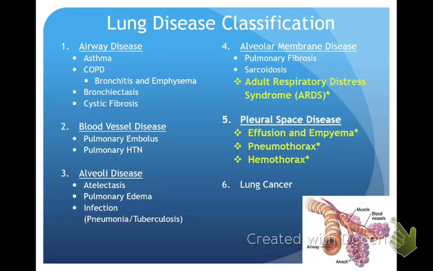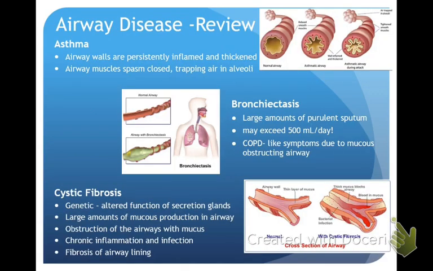So let's see. These are all the lung diseases that are reviewed in here. The ones that I'm going to test you on are the ones that are highlighted: ARDS, effusion, empyemas, pneumothorax, and hemothorax. The rest of them are reviews that you should have had in block two, but again, I'm putting this up here just for NCLEX review. So I'm going to scroll through all these because these all should be review.